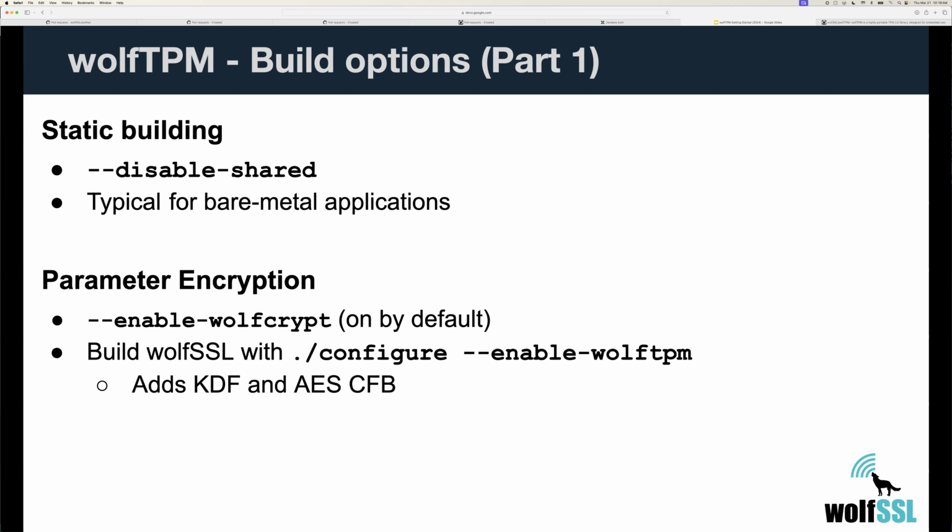Some build options, which we can go into. If you do configure --help with autoconf, you'll get a list of enable/disable options. We also have CMake support for wolfTPM in there.